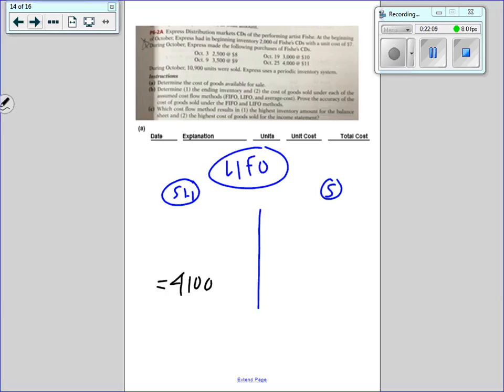So then this time we're going to look at our oldest. And again, it feels like we're going backwards, but we have to back into what's still here, then we can calculate what's gone. So we'd look at October 1st. We had that beginning inventory. We're going to use all of the 2,000 things. Again, don't think of it as things, rather the $7 price. So equals 14,000.